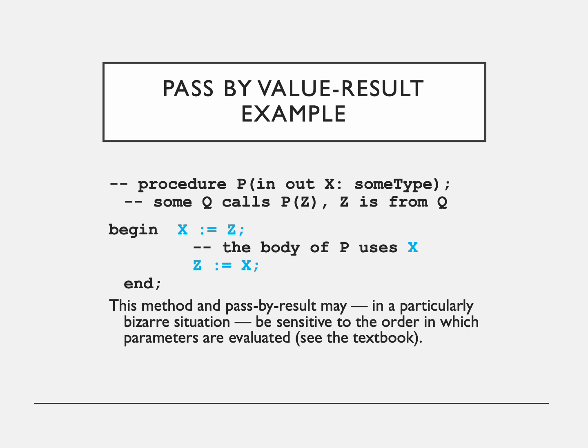Now, this method can create complex behaviors, especially if X is involved in expressions or conditions before and after the call to P. The sequence in which parameters are evaluated and assigned can significantly impact the program's behavior, sometimes leading to unexpected results.